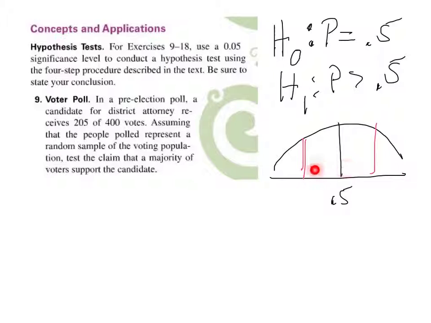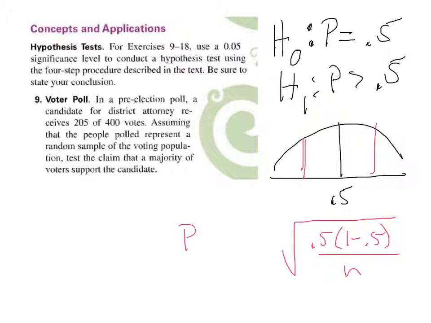So this distribution has a center of 0.5, and it has a standard deviation of the square root of 0.5 times 1 minus 0.5 over n. I'm using that p times 1 minus p formula. I don't want to use p hat here, because the p hat number, the 205 out of 400, isn't the center of this distribution. The 0.5 is.